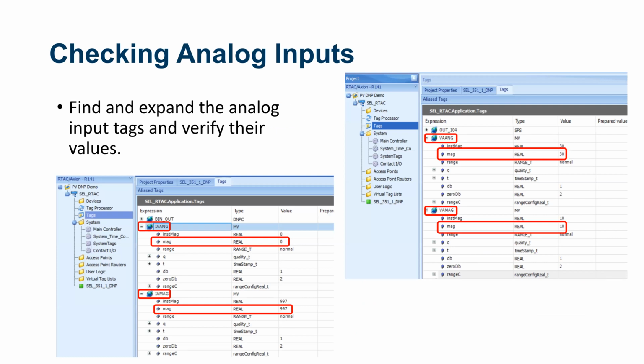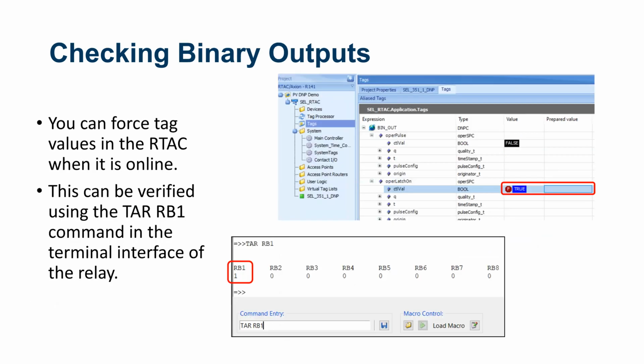So checking analog inputs, I had some voltages and current inputs on the 351, and so we can see that there's values in there for those. So we can verify that the analog inputs are working correctly. We have magnitudes and angles in there. So that's working well.